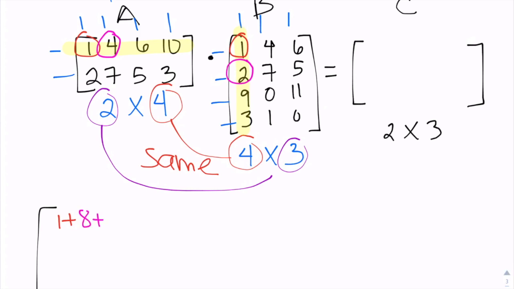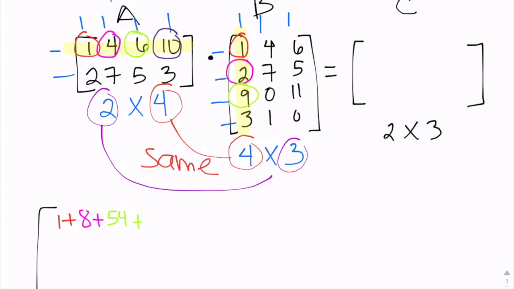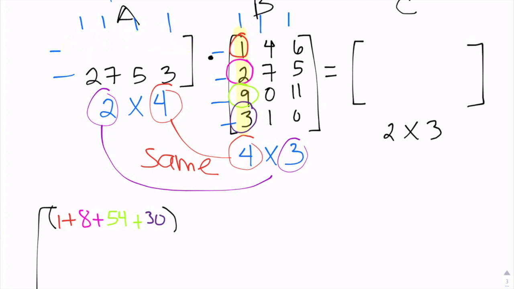And then we add 6 times 9, which is 54. And then we add again, and we're going to do 10 times 3, which is 30. I like to put parentheses around that so I know all of that goes to one entry in the new matrix. All right, and so now we're going to move on. So I'm going to do some erasing here just so that you can see as I move forward. And I'll rewrite it in for you, don't worry.